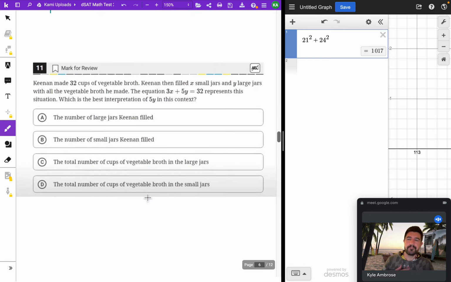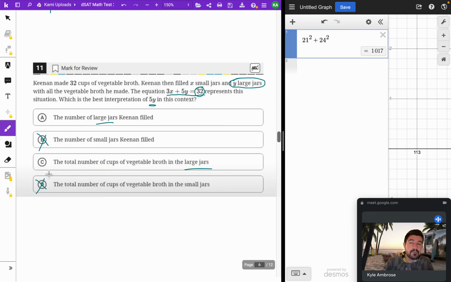Number 11, this equation here is talking about Keenan making 32 cups. Okay, so that's a measure of cups of broth. X is the number of small jars, Y is the number of large jars. What's the best interpretation of 5Y? Well, obviously, because Y has to do with large jars, the answer has to do something with large jars. So it can't be B or D, right? Because Y doesn't refer to large jars, or I'm sorry, doesn't refer to small jars.